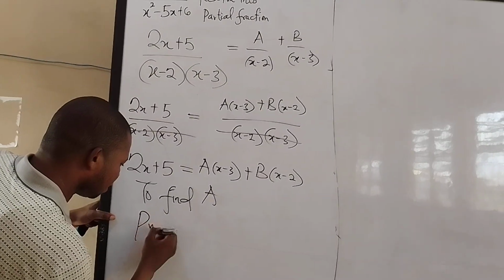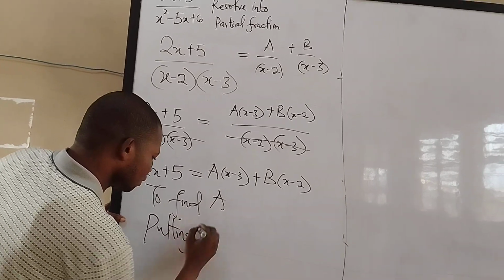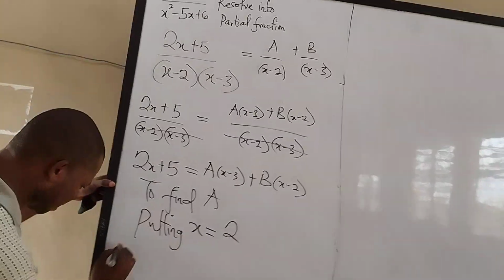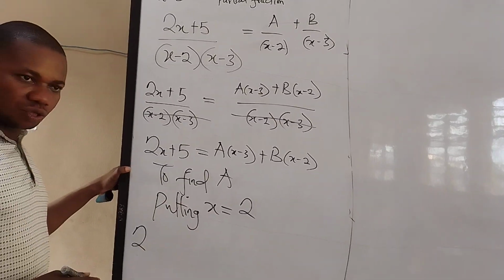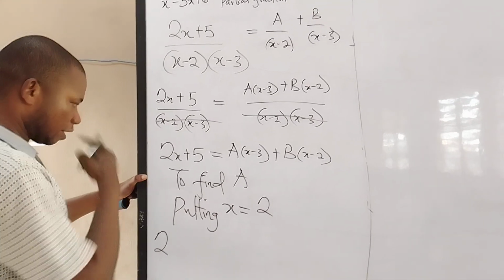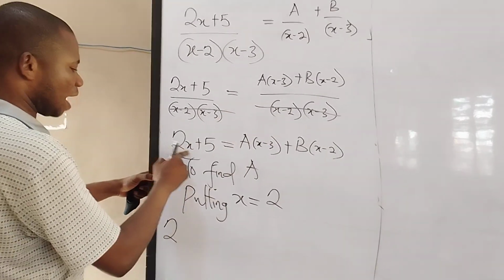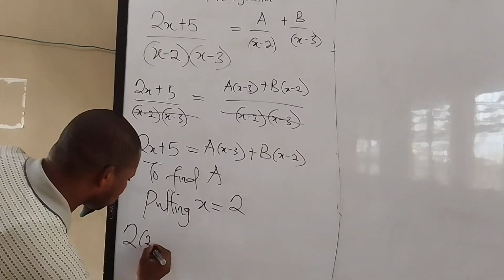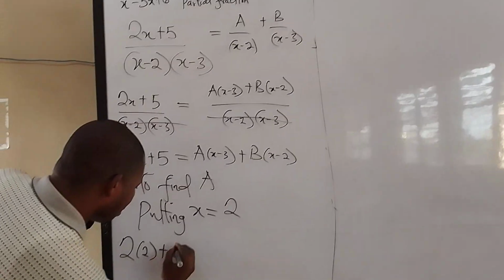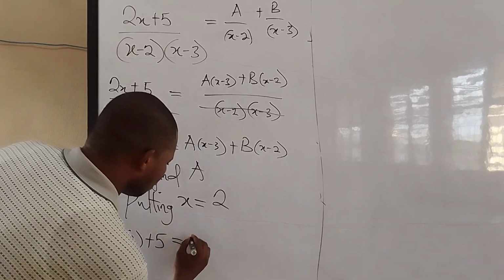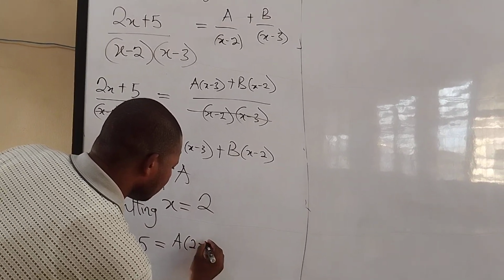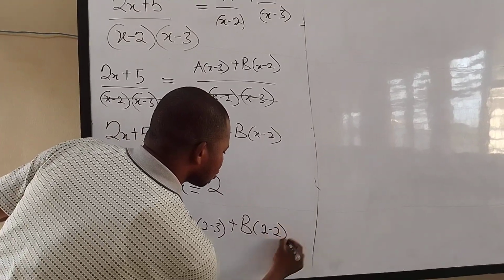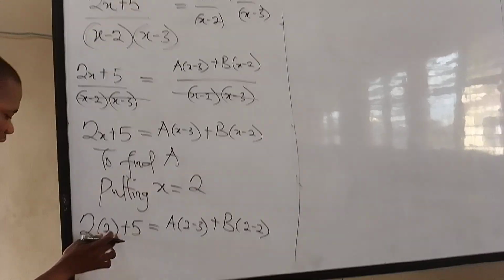And I say putting x equals 2. And I come here now, which means that any place I see x, I'll substitute it with what? 2. I'll substitute for 2. 2x. Instead of me writing 2x, I'll now write 2 times 2. Then plus 5 is equal to a into 2 minus 3. Then plus b into 2 minus 2. Close the bracket. Now 2 times 2 is what?